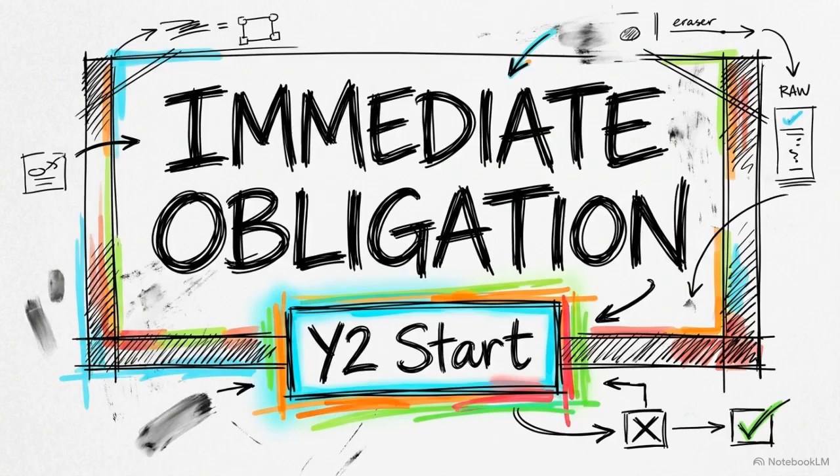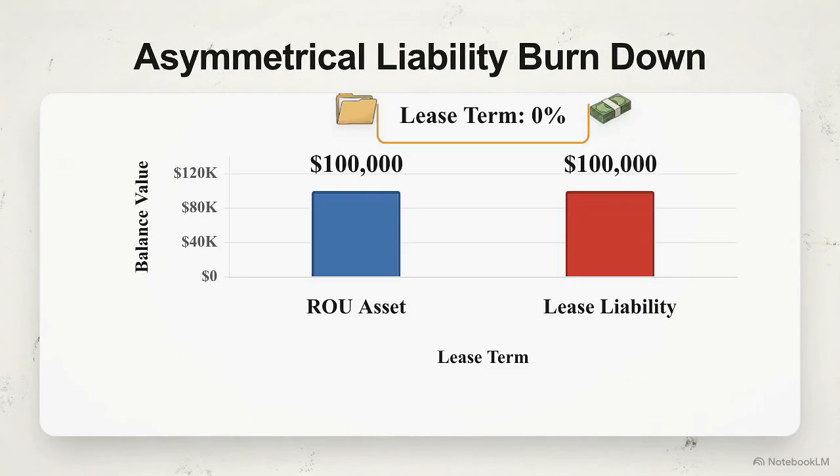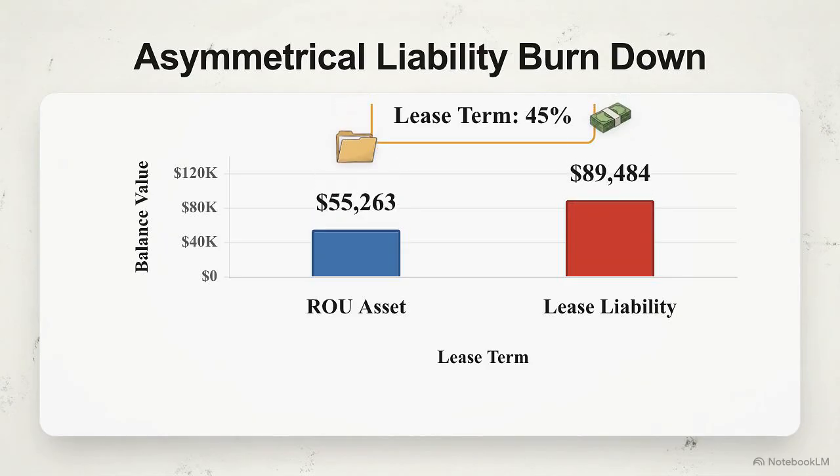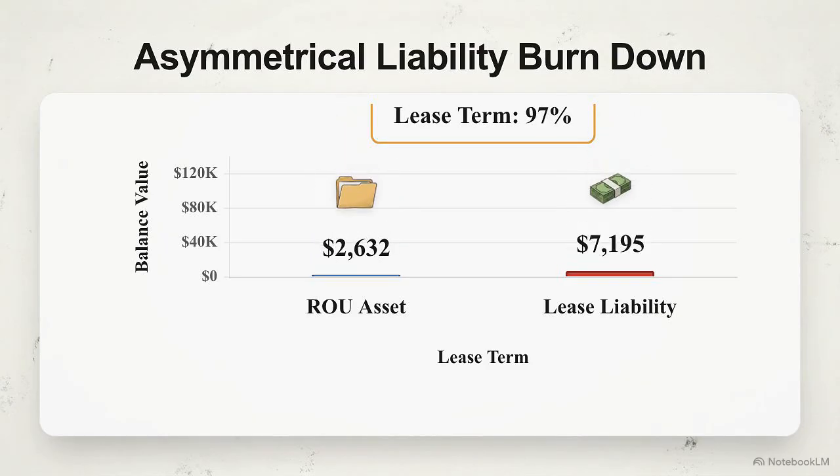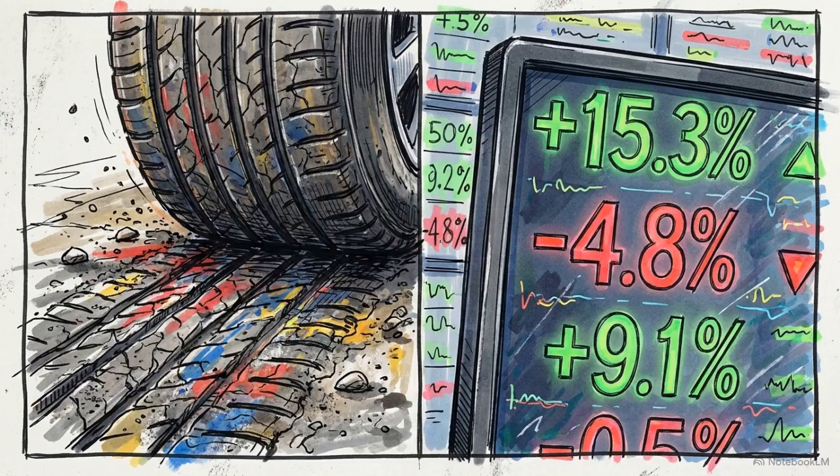The current liability at the end of year 1 is exactly equal to the cash payment due at the very beginning of year 2. These mechanics ensure that as the lease progresses, the asset and the liability burn down at asymmetrical rates. It accurately maps the physical consumption of the asset against the financial reality of compound interest.